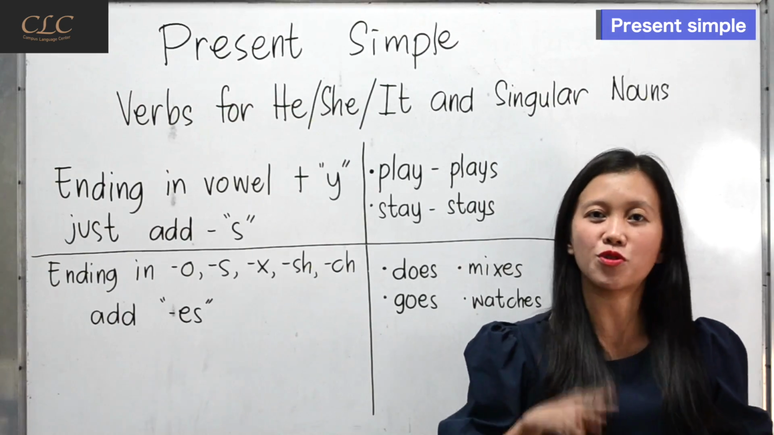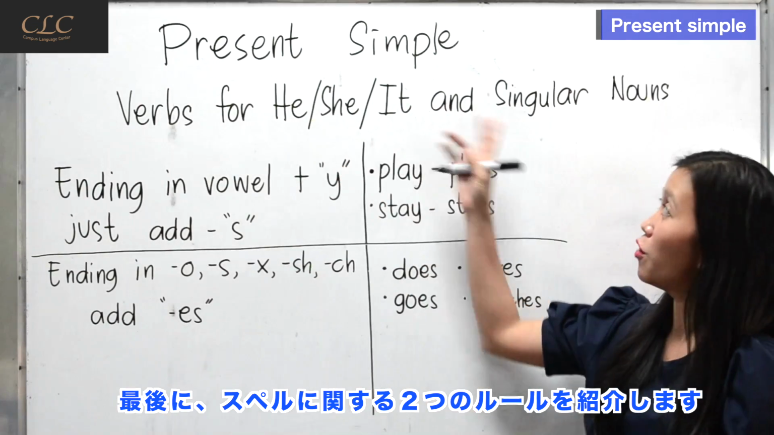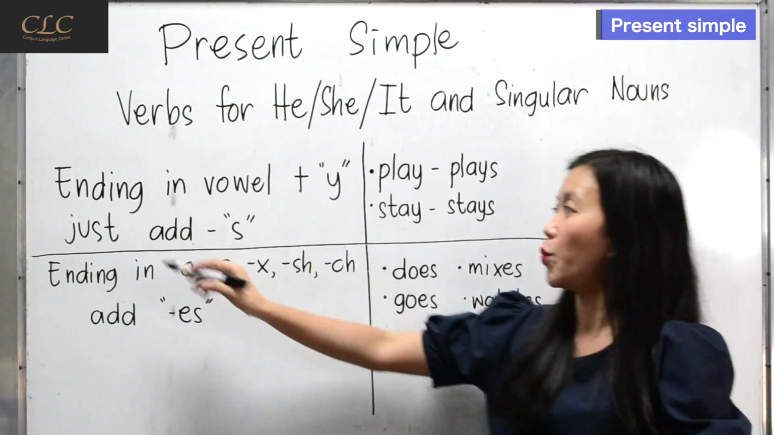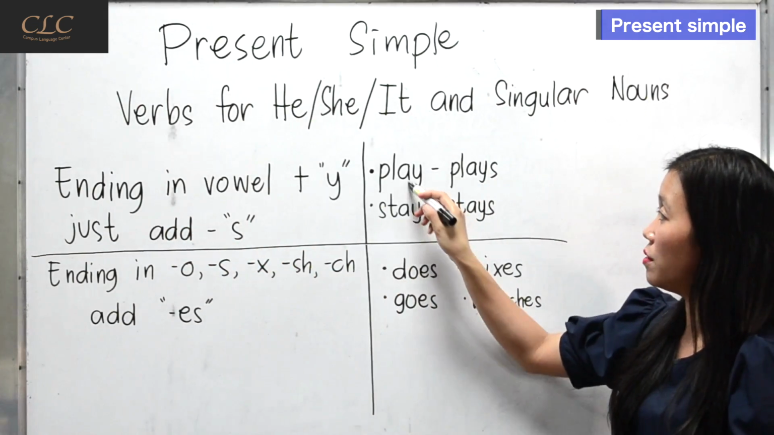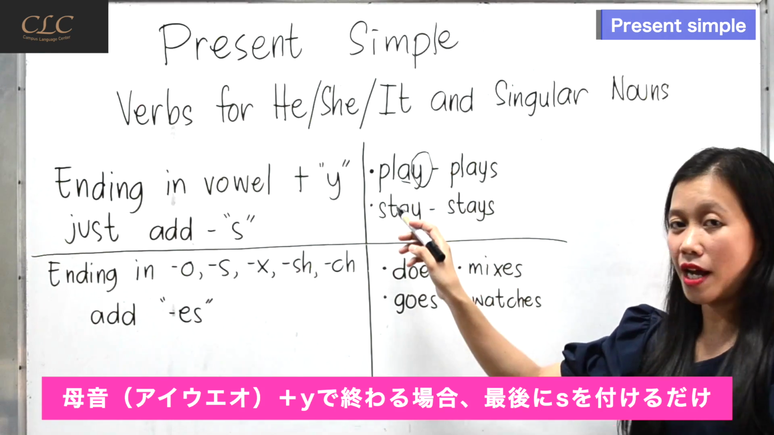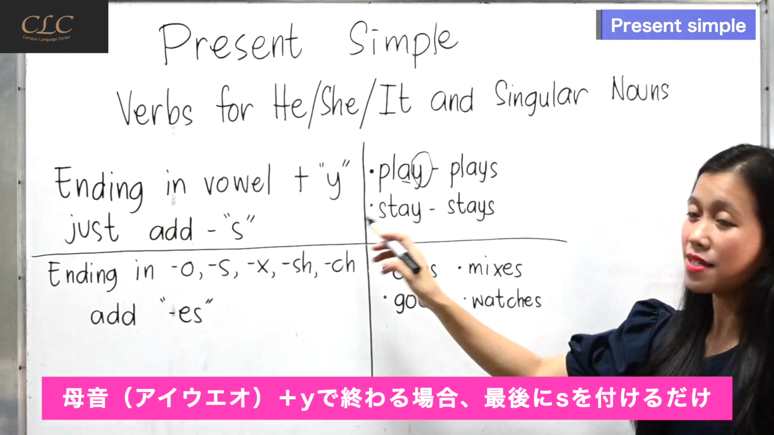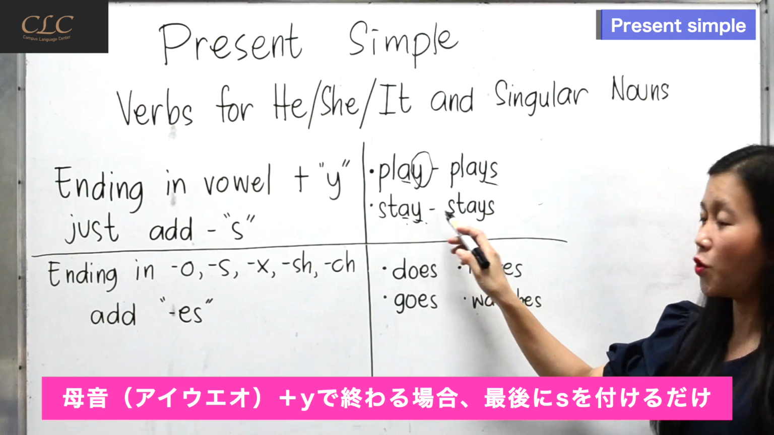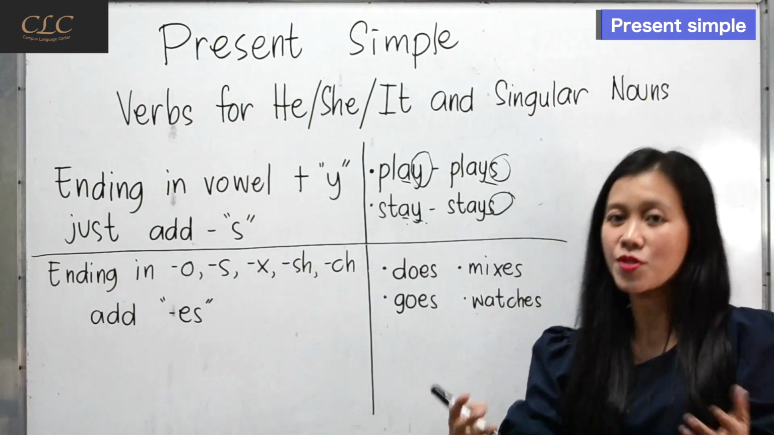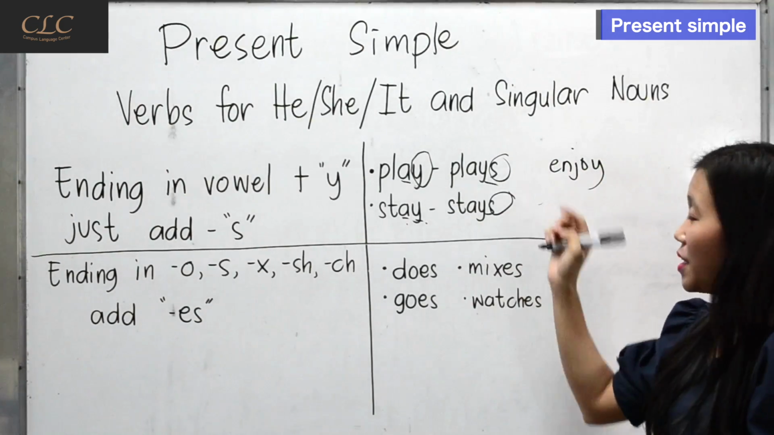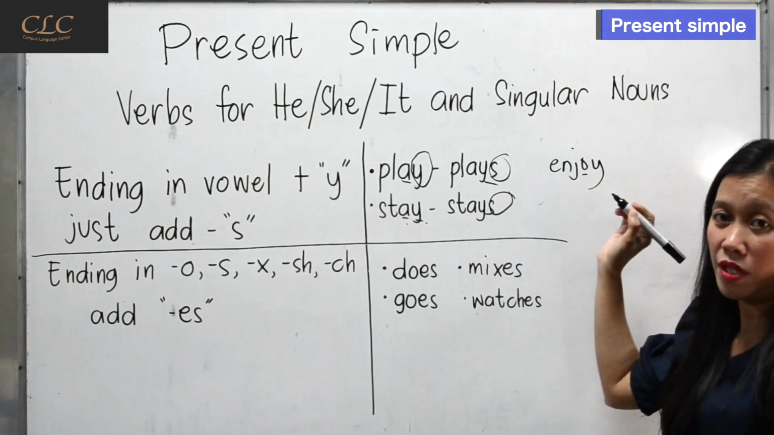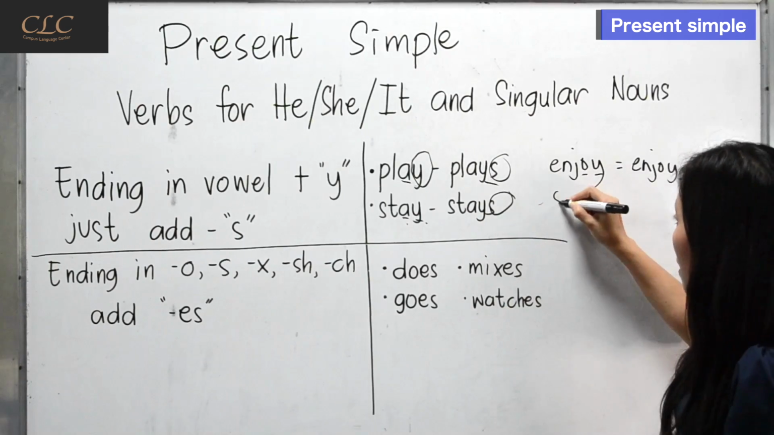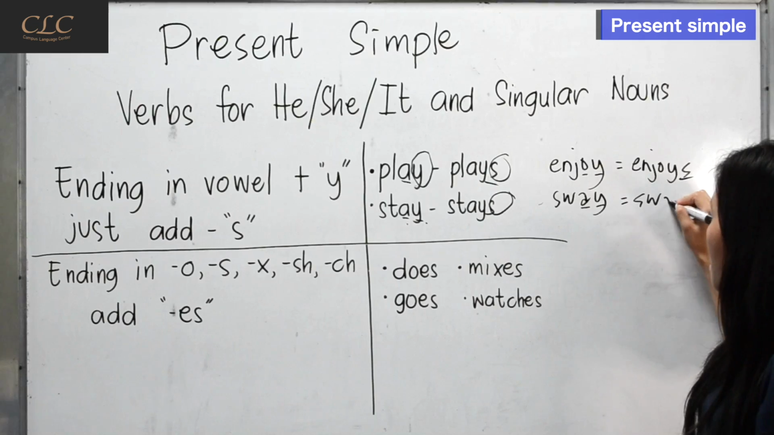Okay, so let's have the last two spelling rules when we use the verbs for the present simple. We are done with the consonant, so now we will have the vowels, or the ending vowels for verbs. When a verb ends with a vowel plus Y, like here the letter A, we just add S. That's why play becomes plays. It is the same with the word stay, vowel plus Y, so we just add S. And I will be giving some more examples. We have the verb enjoy. Teacher, why is it correct? Because we have a vowel here plus Y, so to make it easy, we just add S, so it becomes enjoys. Another example is sway. Vowel plus Y, so it becomes sways.